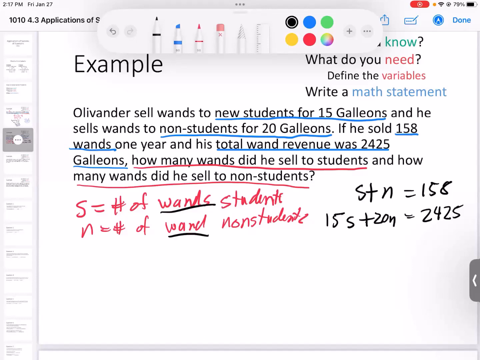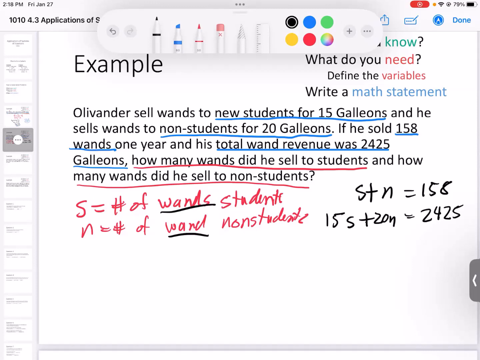That's a system. You could solve it with whatever method you want. And in this case, I don't think it really matters, because it would be really easy to maybe multiply by -15 to cancel out the S's with elimination. But it also wouldn't be too hard to subtract one of these over and then substitute. So in this case, you could really choose whichever method you like the most.